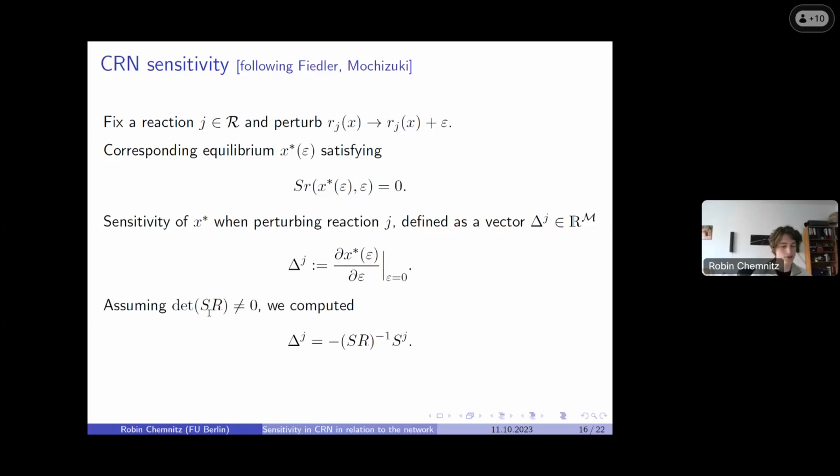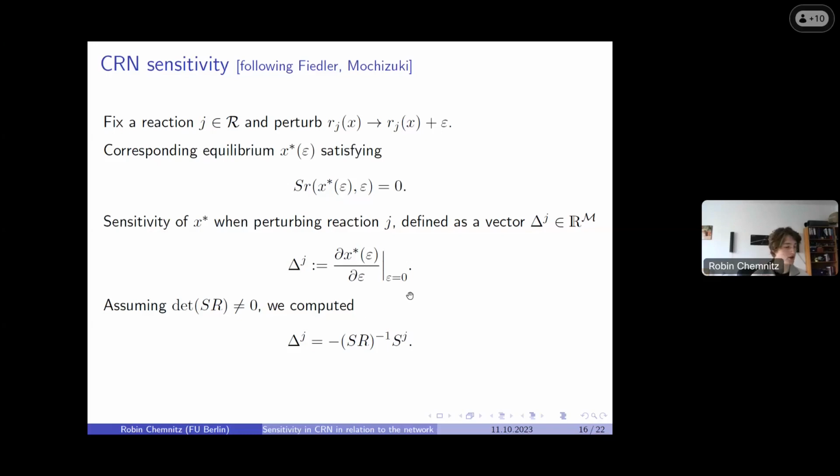So this degeneracy condition is that this matrix S R is non-singular, and if that is the case, then the sensitivity is given by minus (S R) inverse times S_j. S_j is the jth column, so this is the stoichiometric representation of the reaction J.